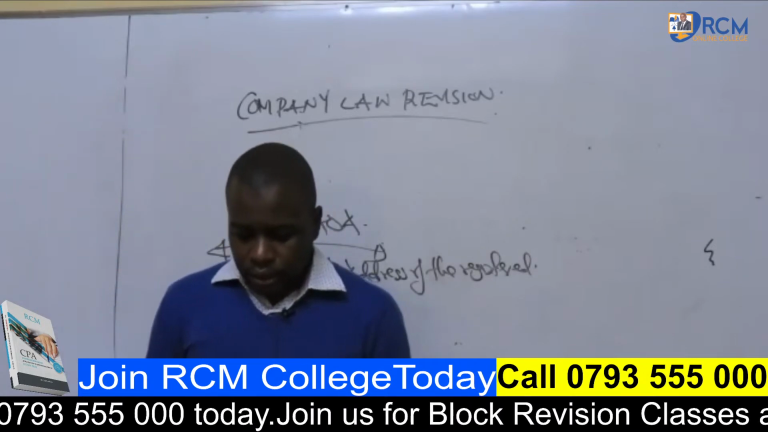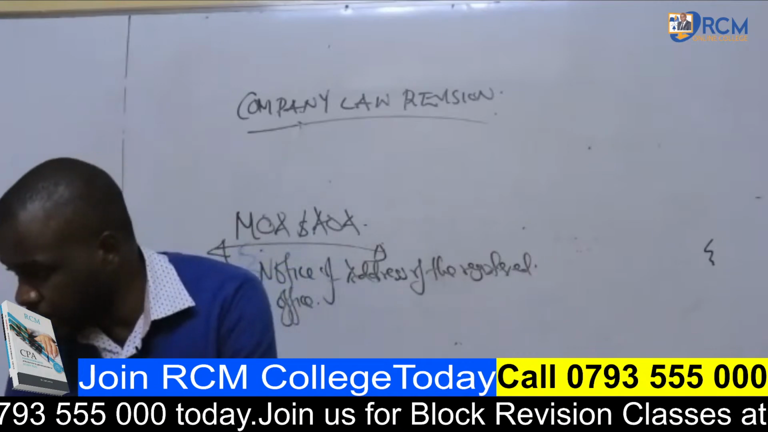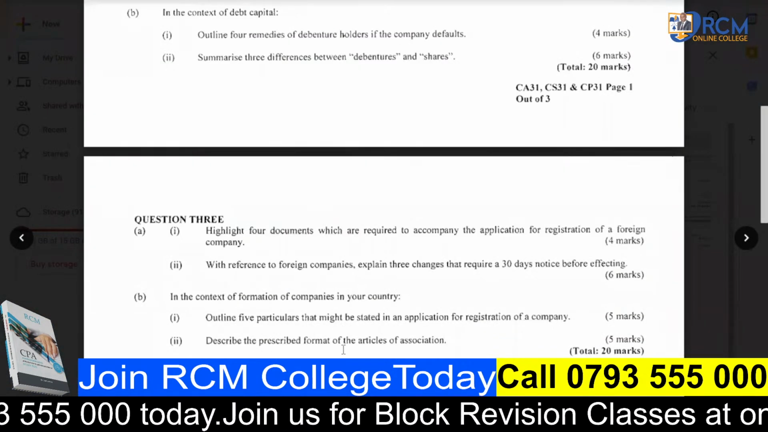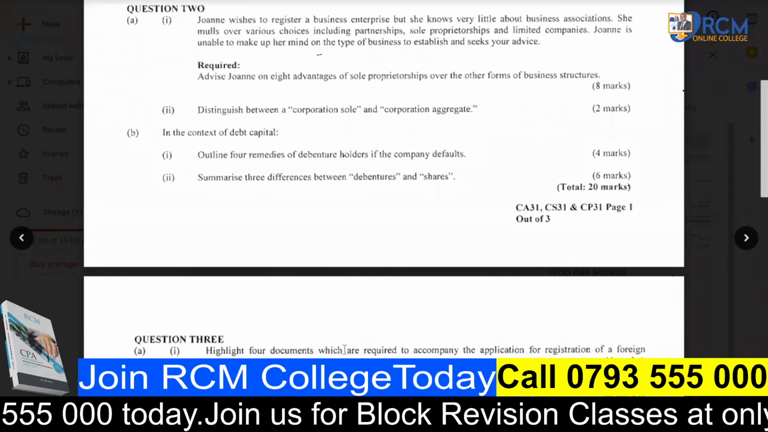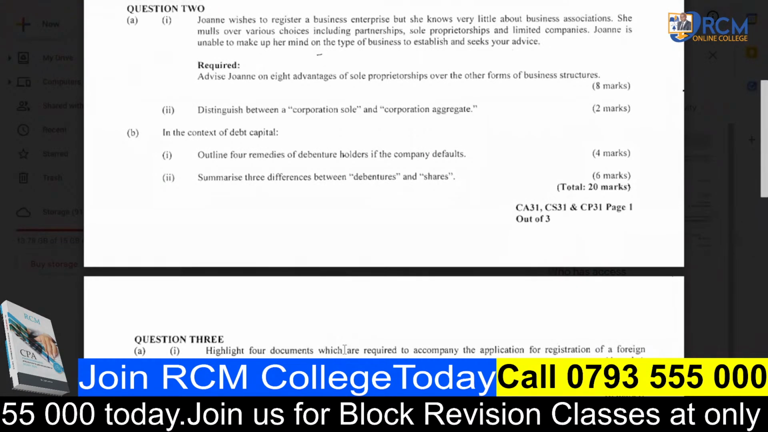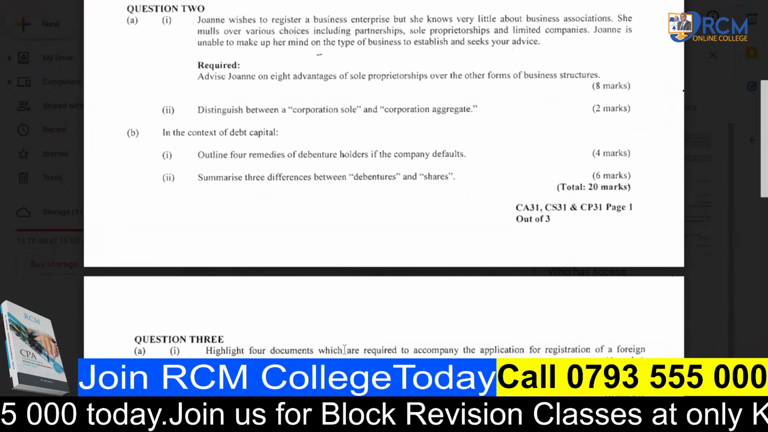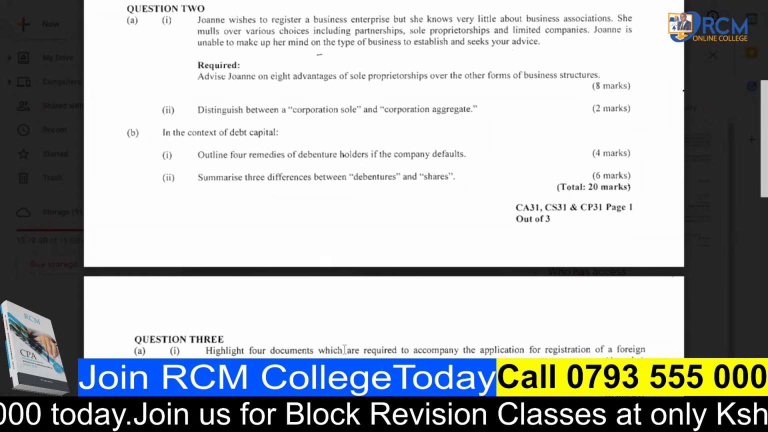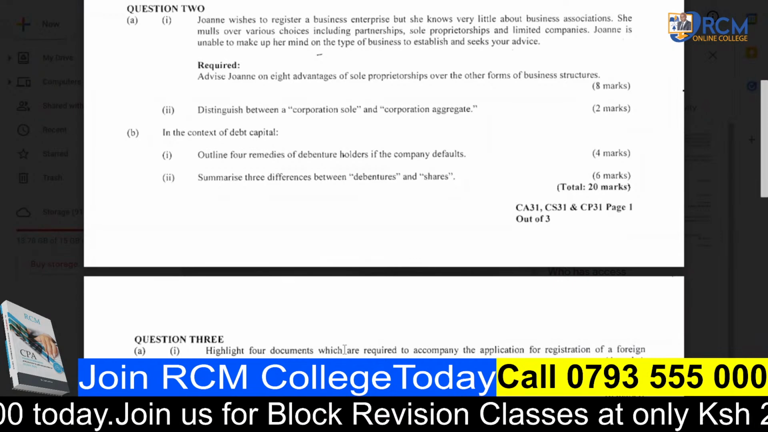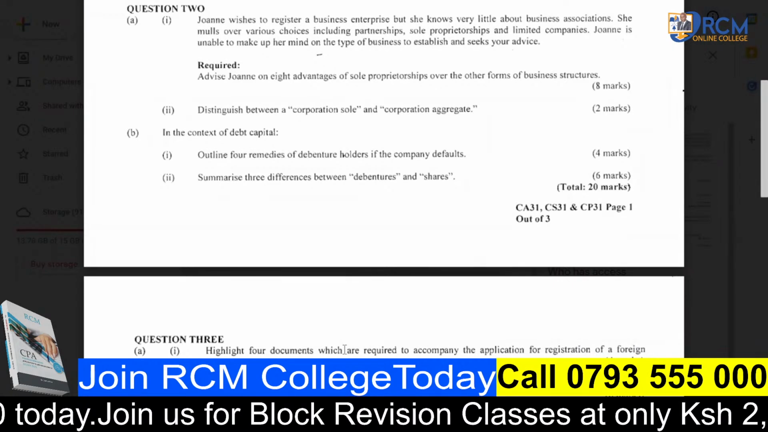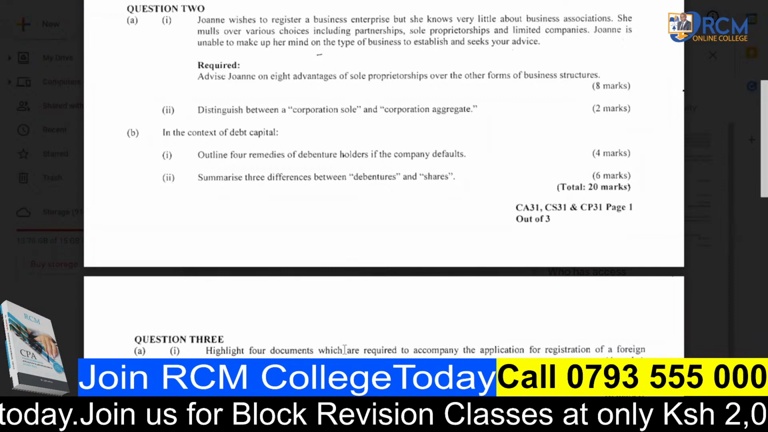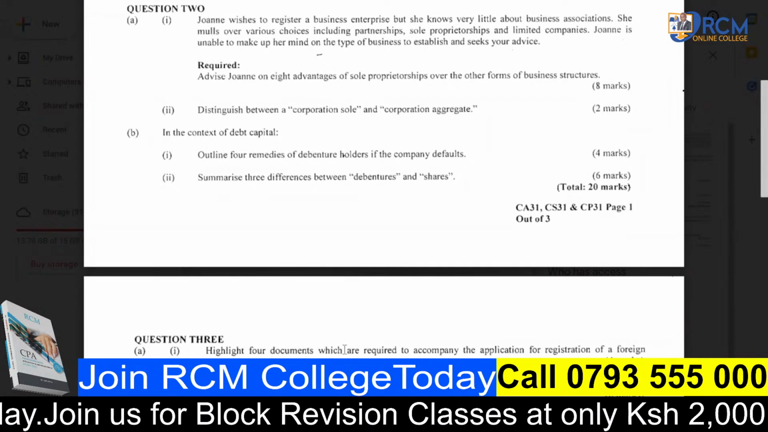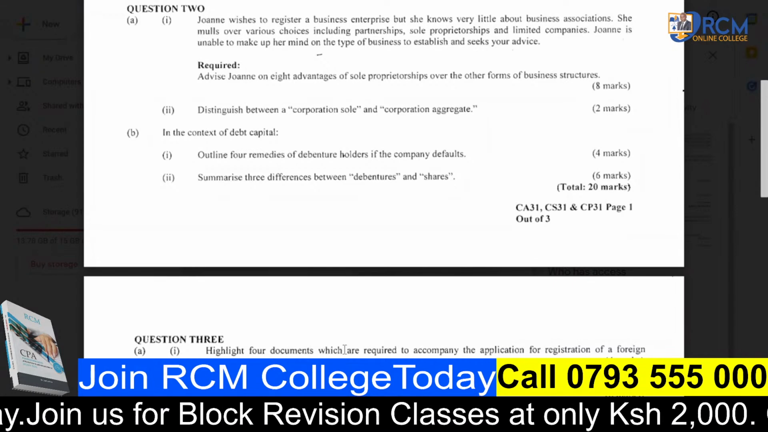So there's that part 2. Roman 2, it says, with reference to foreign companies, explain 3 changes that require a 30-day notice before effecting. So what are the changes that will basically require a 30-day notice before they're actually effected in a foreign company?